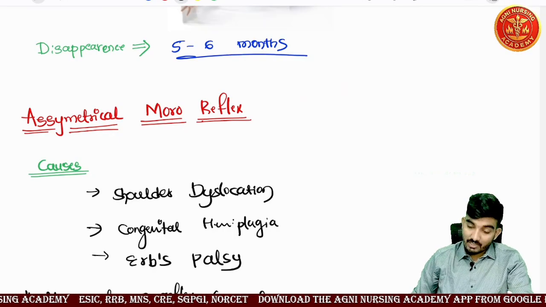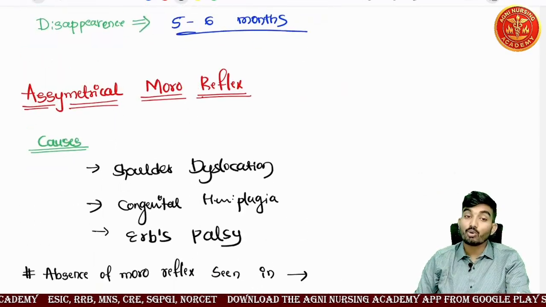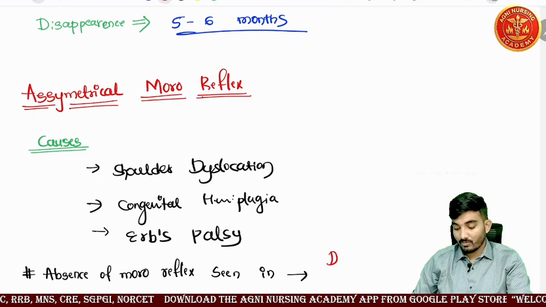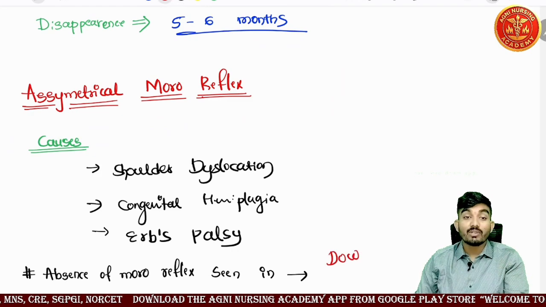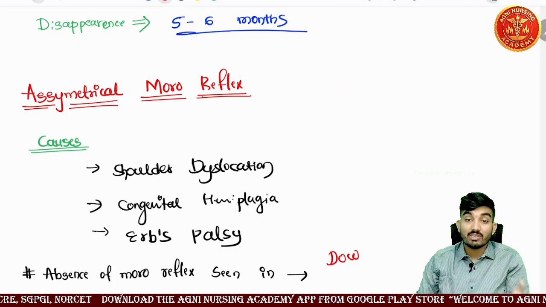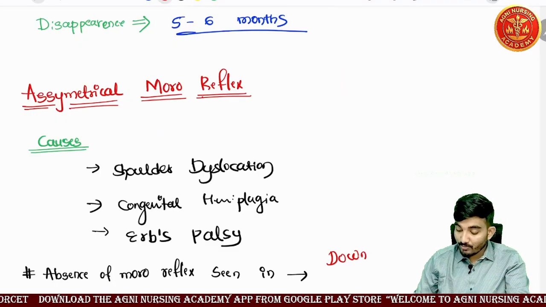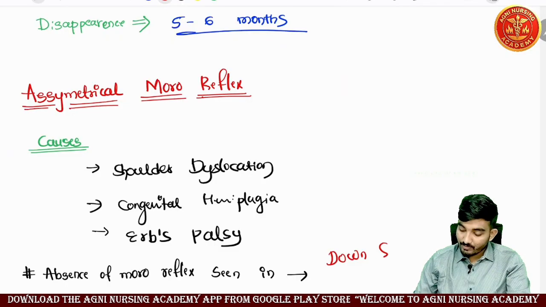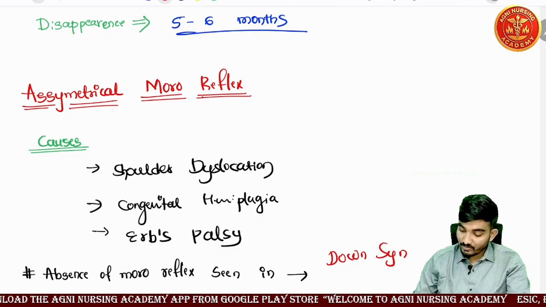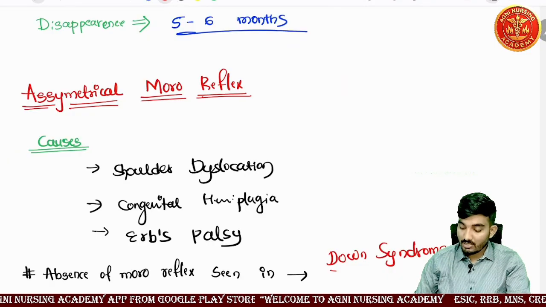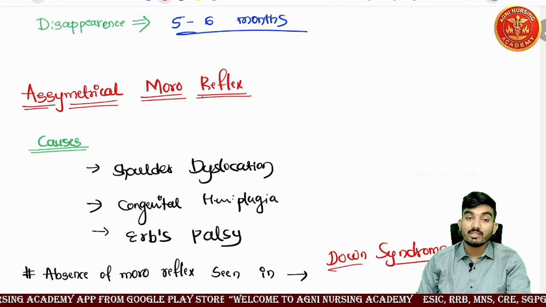Absence of the Moro reflex is seen in the case of Down syndrome. Even if we lower the child down and give a stimulus, the child is not responding. That occurs in the case of Down syndrome. In Down syndrome, we can see the absence of the Moro reflex.